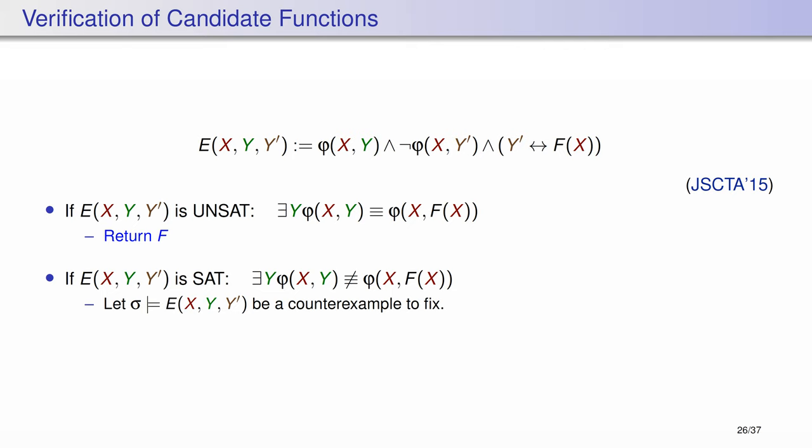Is there an assignment over X and an assignment over Y, so is there an input and output so that the specification is satisfied? But if you were to substitute the output generated by the function, then the specification would be falsified. So if there is such an assignment, then of course what we have synthesized is not correct. And if there is no such assignment, it means that for every value of X, the output of the function F satisfies the specification. So this is indeed a correct Skolem function.